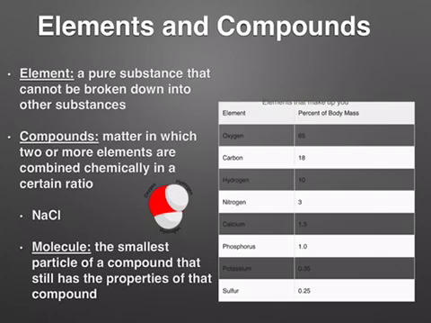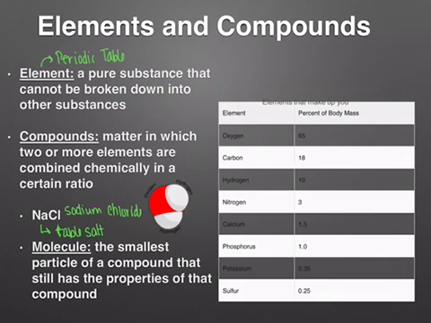An element is a pure substance that cannot be broken down into other substances. We find a list of the elements on the periodic table. Compounds form when matter of two or more elements combine chemically in a certain ratio. An example of a compound is NaCl, which in everyday language is called table salt. In the chemistry world, we call this sodium chloride.